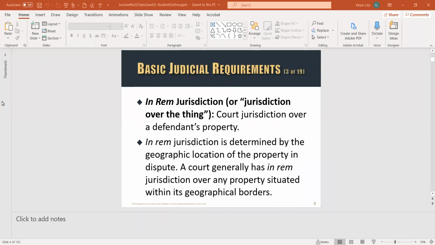In rem jurisdiction, or jurisdiction over the thing. Let's say, for example, 2 people from California were suing each other over property in California. A sale of land in California went wrong. Well, if they tried filing a lawsuit in Oklahoma, the judge would dismiss it, saying we, Oklahoma courts, do not have jurisdiction or authority to hear cases about California property. Go back to California and file it there, because California has that in rem jurisdiction.